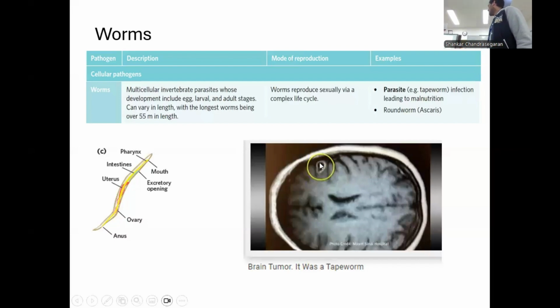Okay, sure. So yeah, for example, here is a brain tumor that is essentially a tapeworm. Doctors can even misidentify them as brain tumors and then later realize, no, that's an entire tapeworm there.